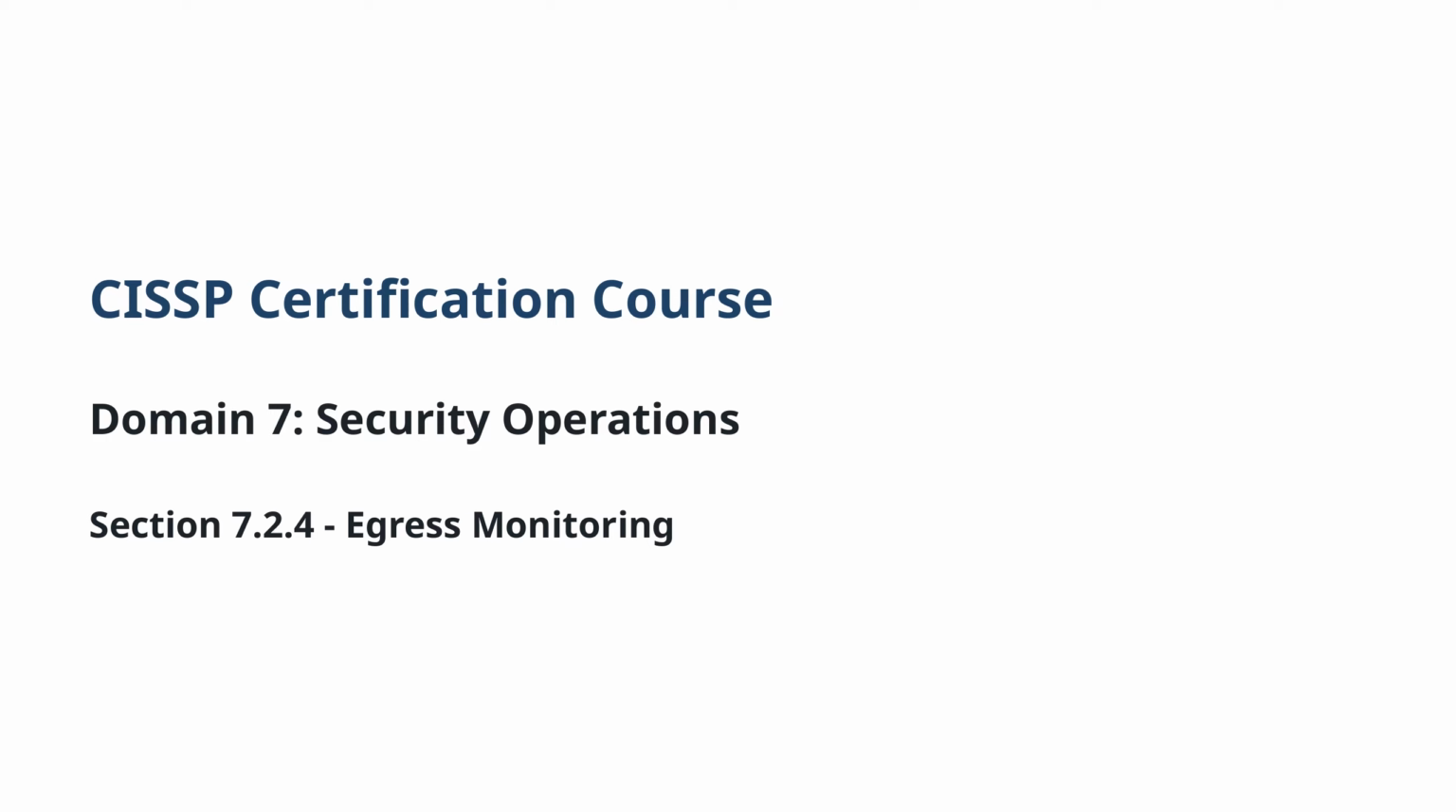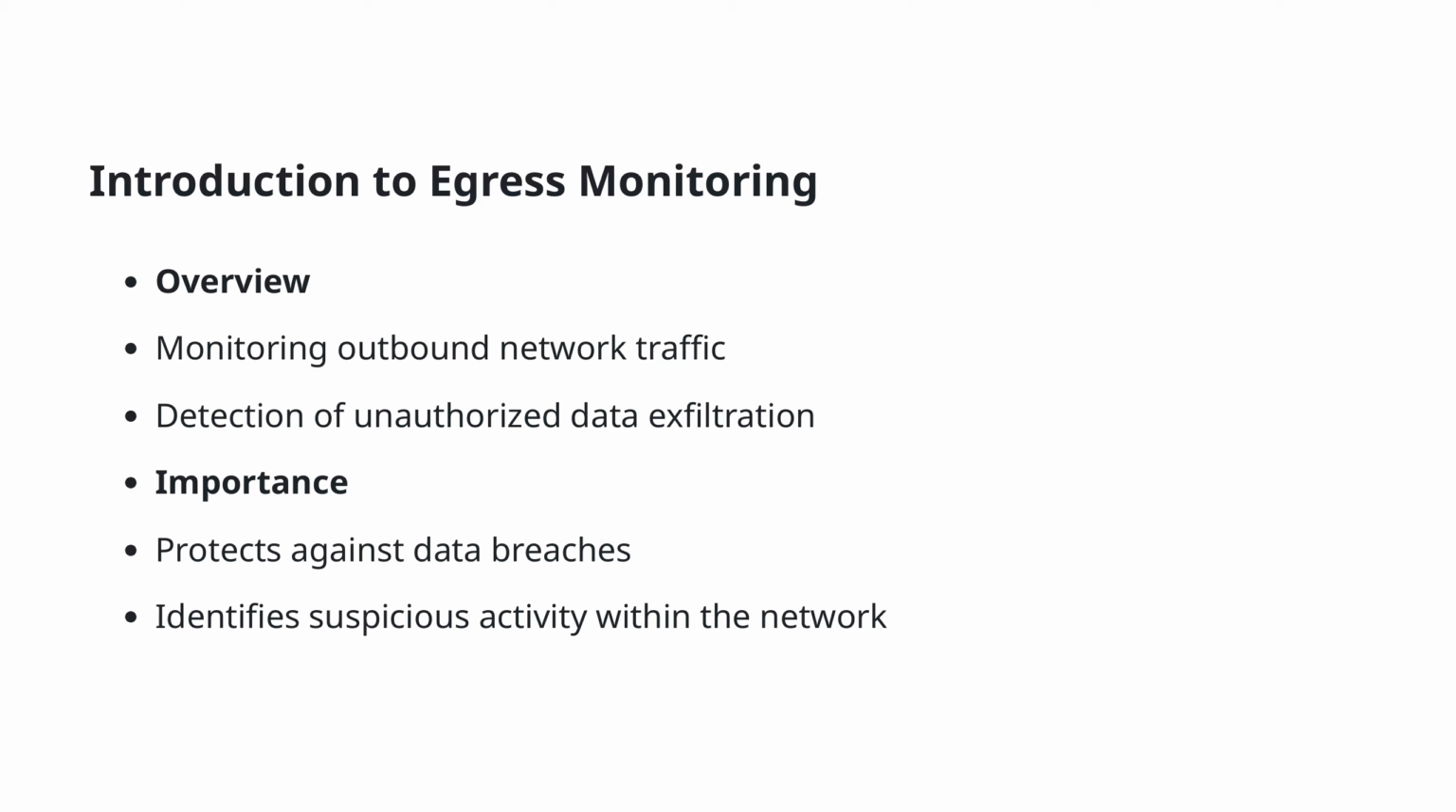organization's network. Egress monitoring involves tracking all outbound network traffic to detect and prevent unauthorized data exfiltration. This is critical for protecting against data breaches and identifying any suspicious activities that may indicate a security threat. This slide provides an introduction to egress monitoring.